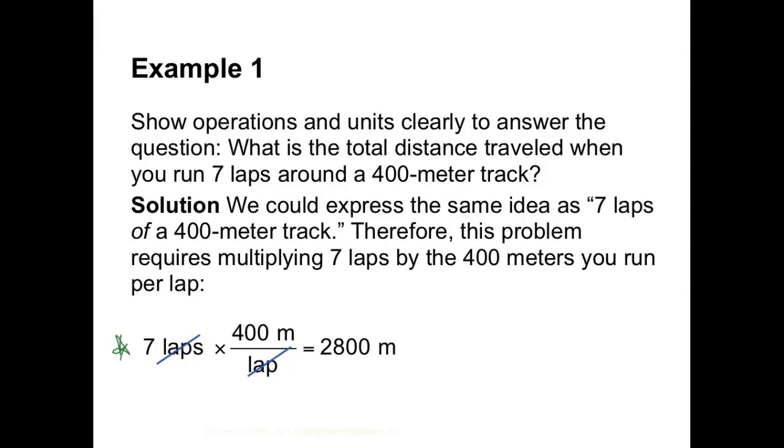Okay, so this is what I was talking about when I said we do the math with the units. If we're running 7 laps around a 400-meter track, anytime we do math and we have numbers, we're going to attach units. So we're going to write 7 laps times 400 meters per 1 lap. Notice that we'll have laps in the numerator cancel with laps in the denominator, and we'll just be left in meters. So our answer will just be 7 times 400 meters, which is 2,800 meters. So your units should follow the same math as your numbers.